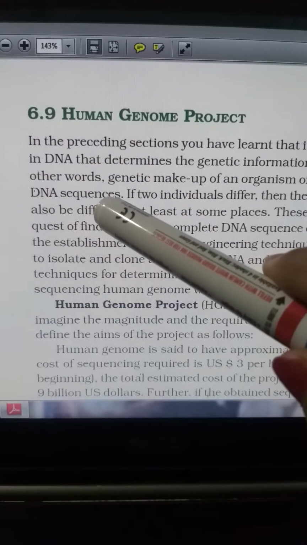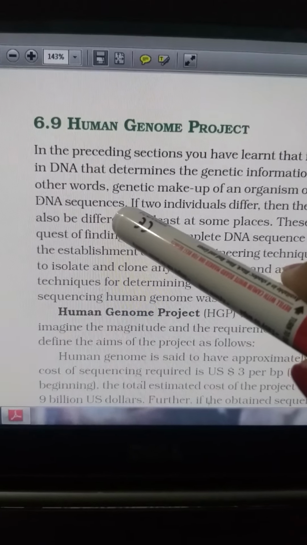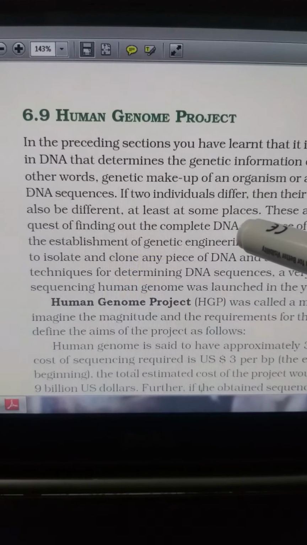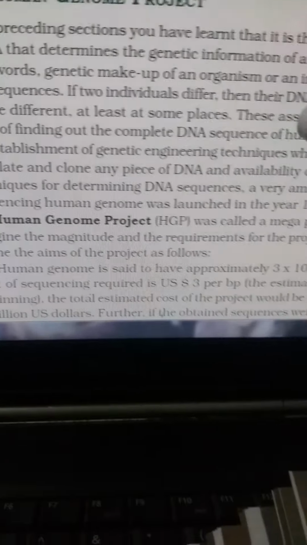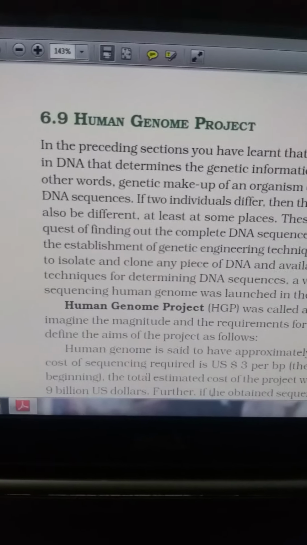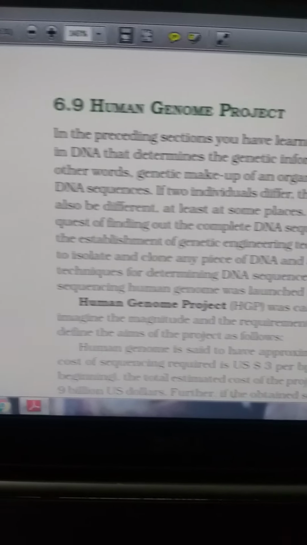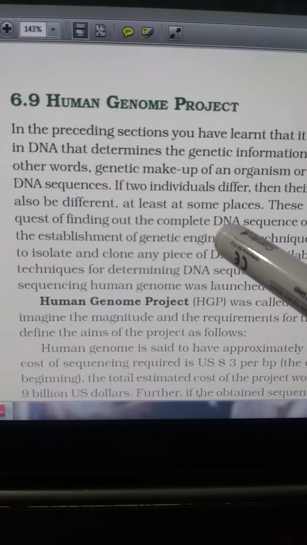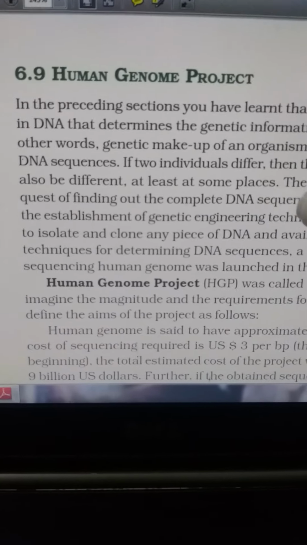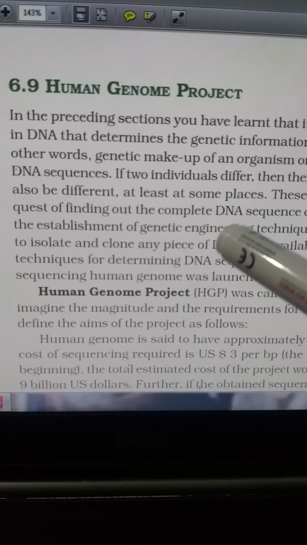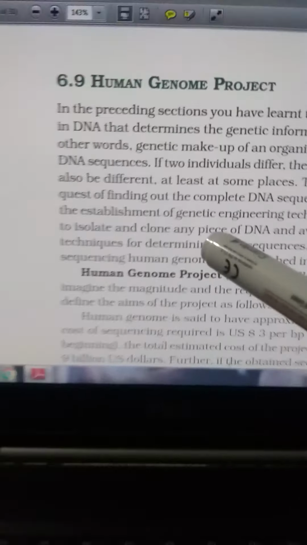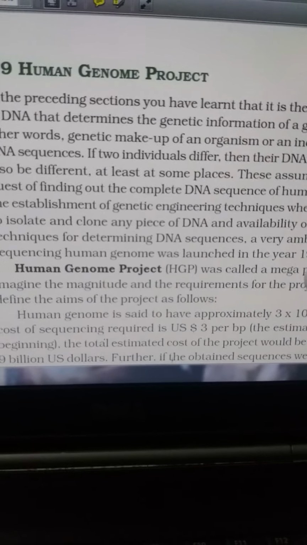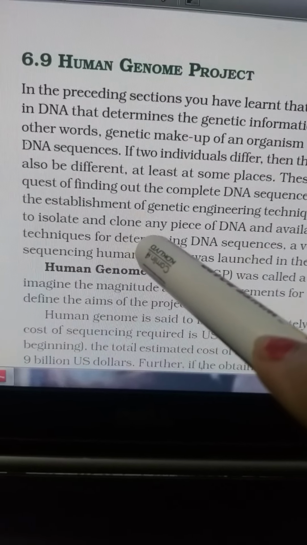That means whatever sequencing is there in the DNA, the basic genetic makeup of the organism lies in it. That means every individual has a different DNA sequence, and if we take the whole human population together, this human population will have all the genes together, all the combinations and all the sequences together. So studying that total sequence is known as the Human Genome Project.